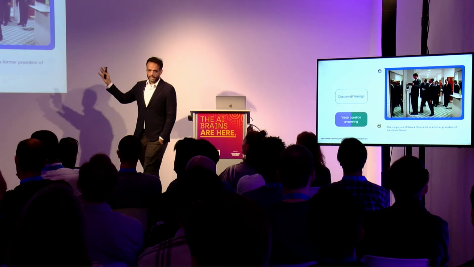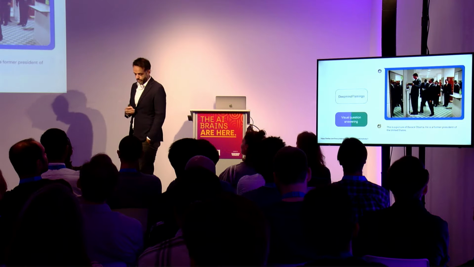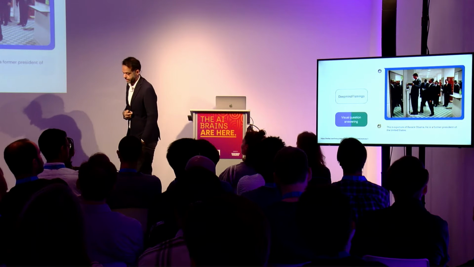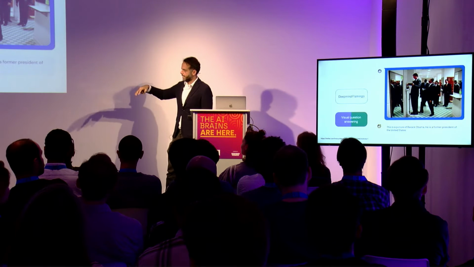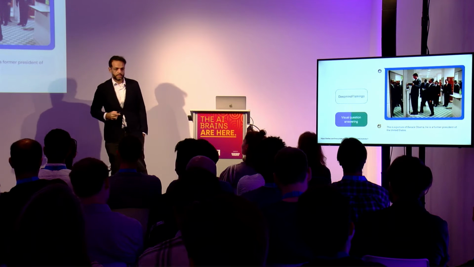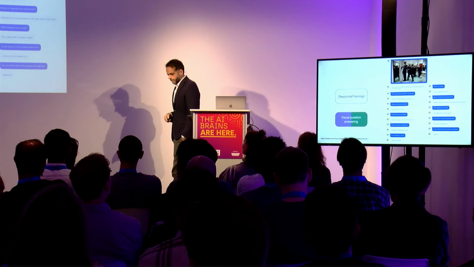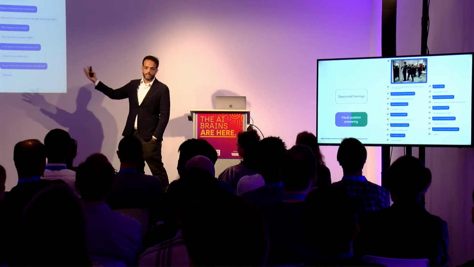Now what we have is something like this. This is a model called Flamingo from DeepMind that does this visual question answering. So you give it a picture, and it will say, okay, this is a picture of Barack Obama. He's a former president of the United States. So this is the same image captioning. But then you can have a conversation with the model.